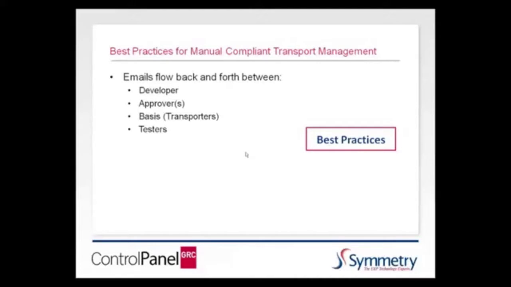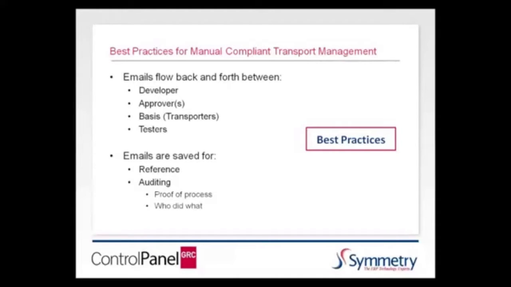Here I'm going to talk about the best practices for doing it manually. There's a lot of different ways to do it, so this is the best way to do it. As far as emails back and forth, you have to have the developer of the transport or the requester. It can't be the same as the person that puts in the transport, so you need to have at least 2 people. Best way to do it is to have the developer or requester, someone to approve the transport, and usually a basis person to put it in. And then the testers would be someone that knows the business process very well to test if those changes are working.